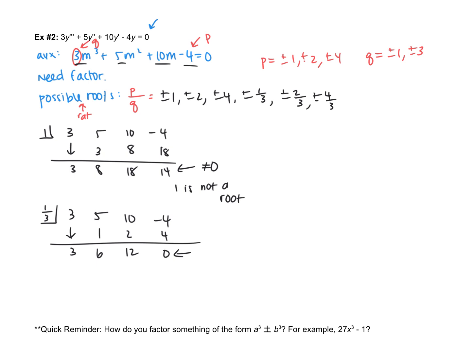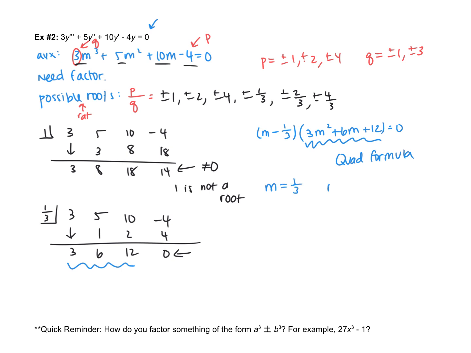So when we factor that auxiliary equation, we end up with m subtract 1/3, and then the other factor comes from here, which is 3m squared, add 6m, add 12 is equal to 0. Okay, so then this factor, we can try to factor again. I'll tell you it doesn't factor, so you're going to use the quadratic formula. So what we get is a root of 1/3, and then our other roots are -1 plus or minus root 3i.